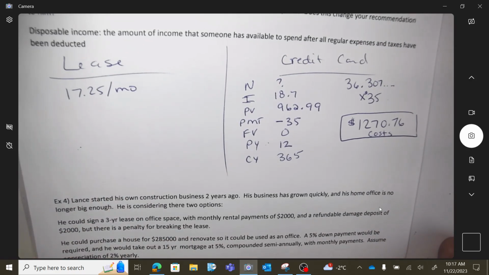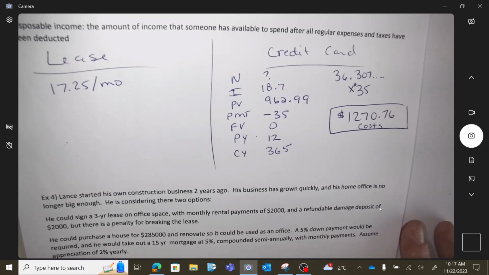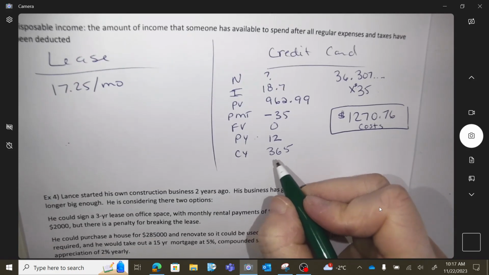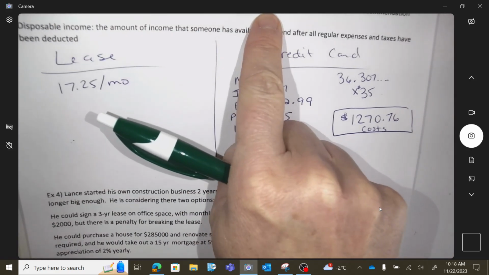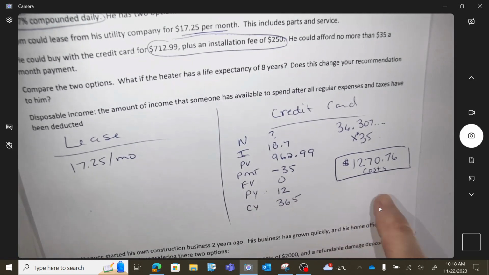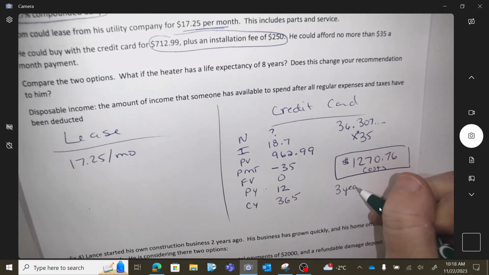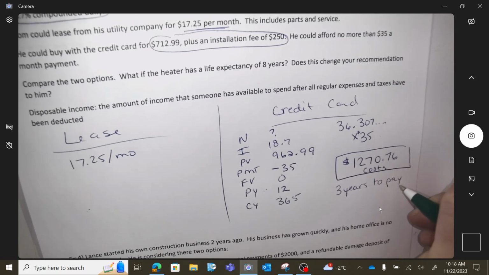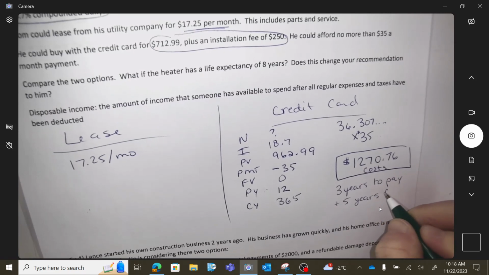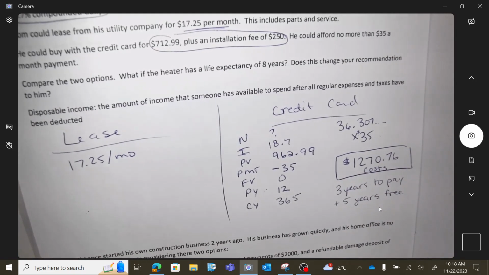So, would this make sense? You basically take 3 years to pay it off, and then you're done, right? The rest of it, you own it, you can just coast. So if I am owning this for 8 years, right? This is just the cost. It would take 3 years to pay, plus 5 years free, right? Does that make sense? Once it's paid off, you just have it.